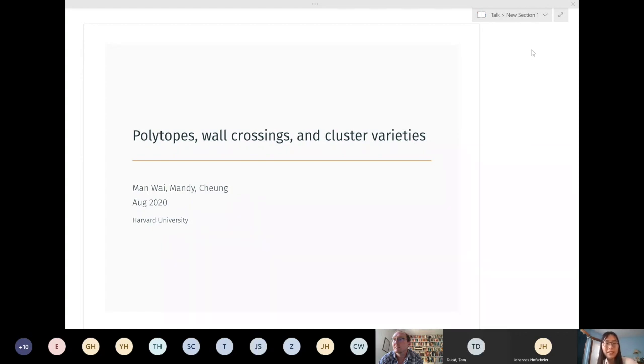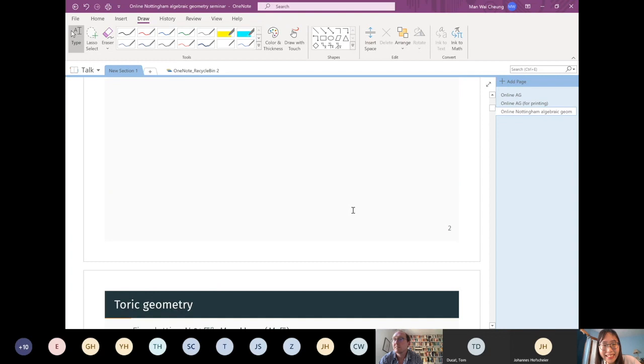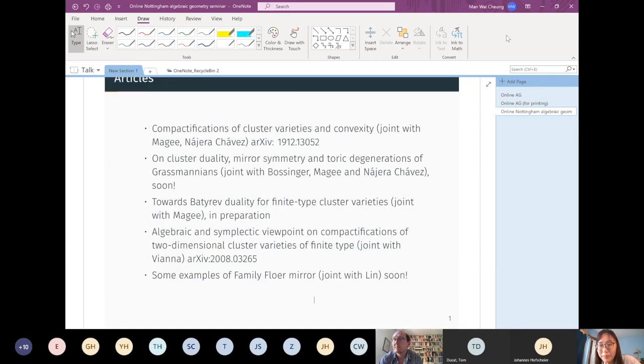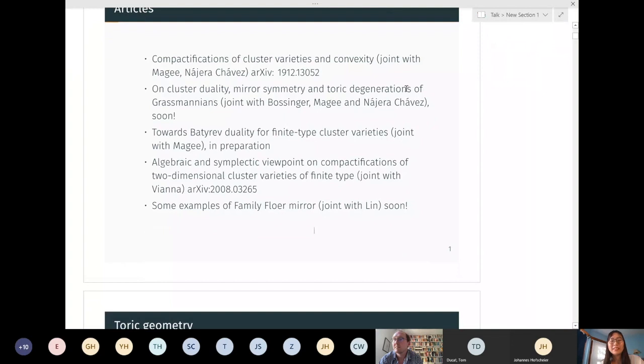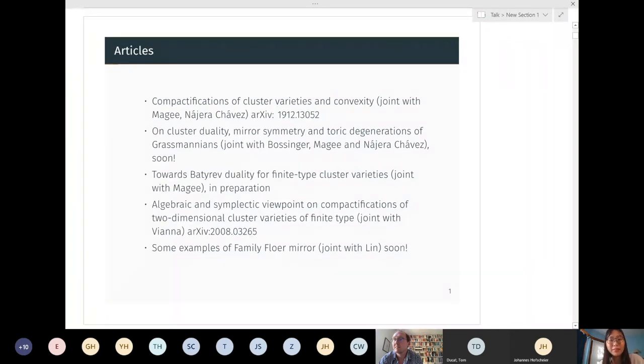Today I'm going to talk about, like the title said, polytopes, wall crossing, and cluster varieties. My main focus of today will be this joint work with Tim Magee and Najera-Chavez, in which we describe the compactification of cluster varieties by something we call convexity-like convexity.